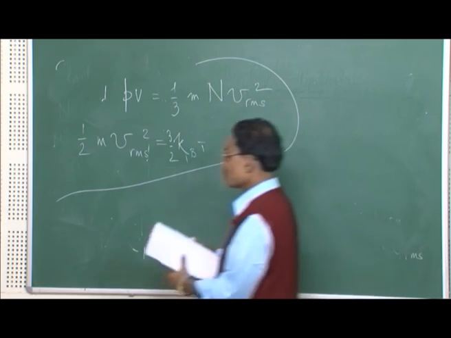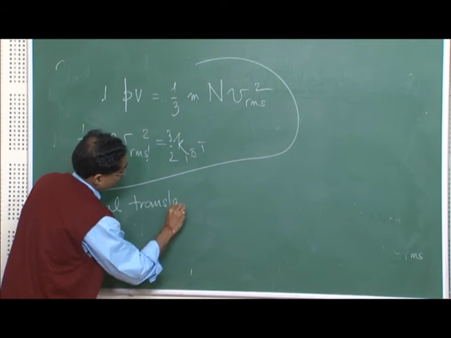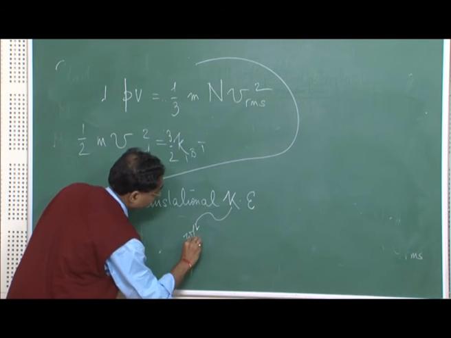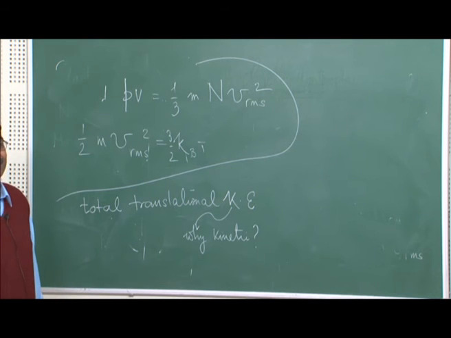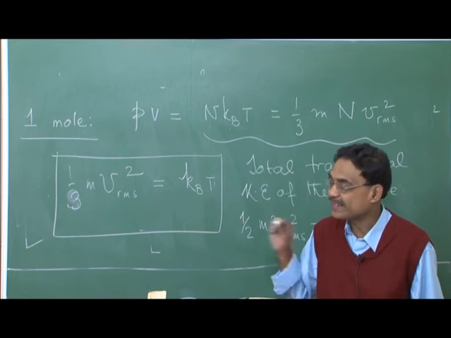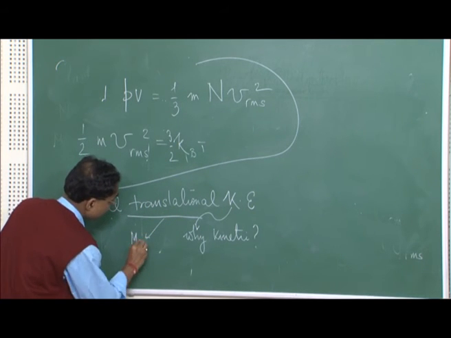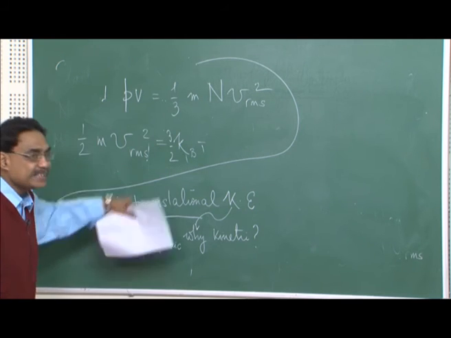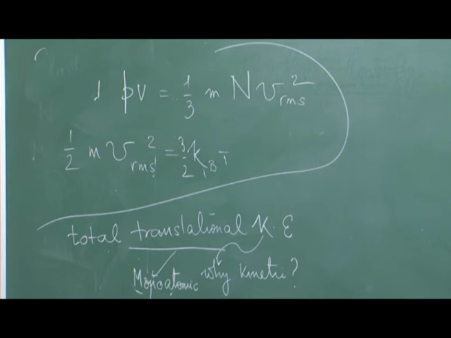Remember, I am talking about total translational kinetic energy. Firstly, why kinetic? Because there is no interaction, there is no potential contribution to the energy. It has to be all kinetic. Why translational? Because I am assuming monoatomic. There could be other degrees of freedom, but these molecules are assumed monoatomic and they can only translate. That is why this is a translational kinetic energy.